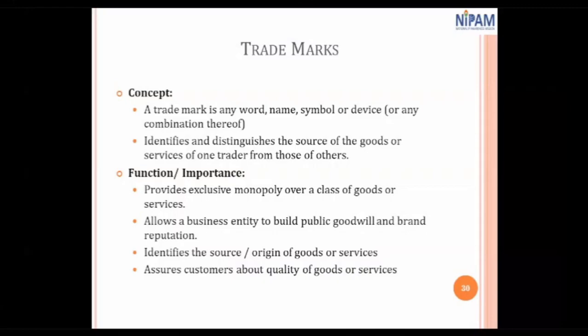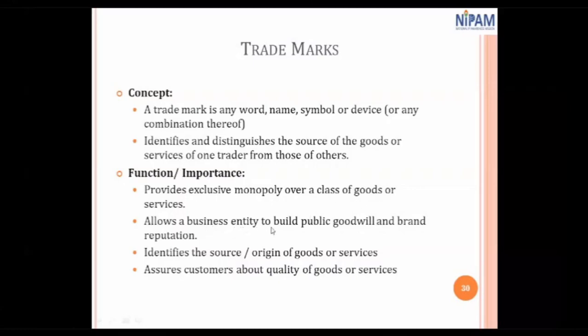When you go to a market, you can see there are laptops lying. But how can you identify that this product is from Apple or from Samsung? Simply by looking at the logo. So this logo is also registered under the category of trademarks. What are the functions and importance of a trademark as an IP? As an IPR, it provides exclusive monopoly over a class of goods or services. As I was telling in the example of LED stumps, Singh International is enjoying the monopoly over LED stumps. Simply by going on their website and looking at the Singh International logo, you can identify that the stumps you are getting are genuine. So it gives the company a monopoly over a class of goods.